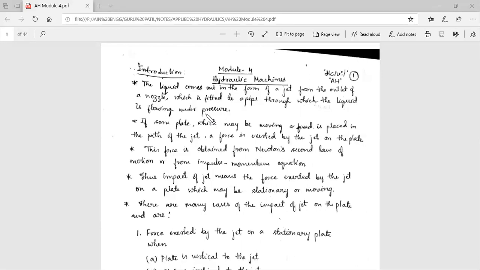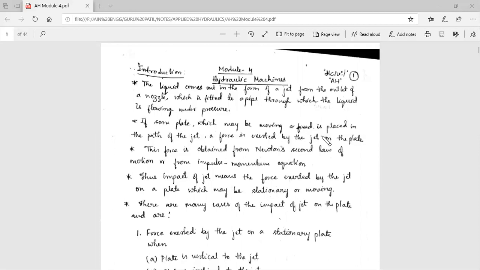For example, in our vehicle washing centers, the vehicles are washed with a nozzle fitted to a pipe, and the water flows through the jet with some force. This jet may hit a plate which may be moving or fixed.